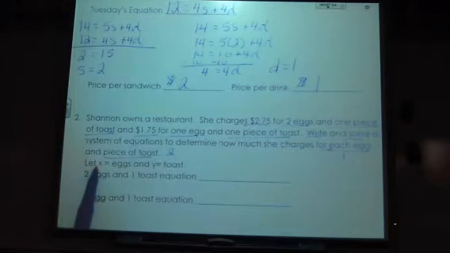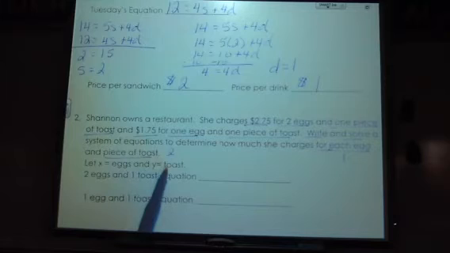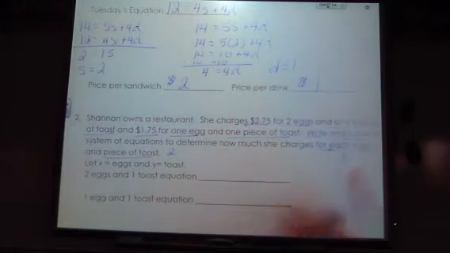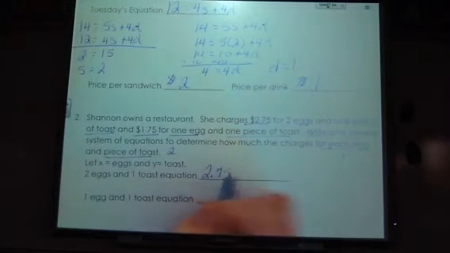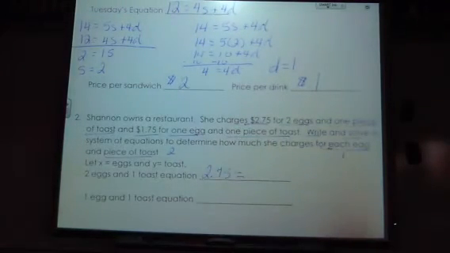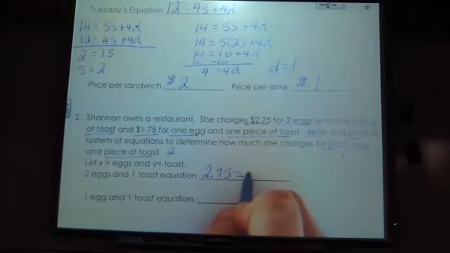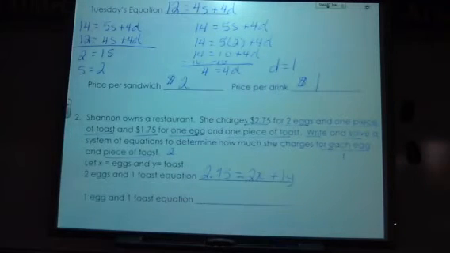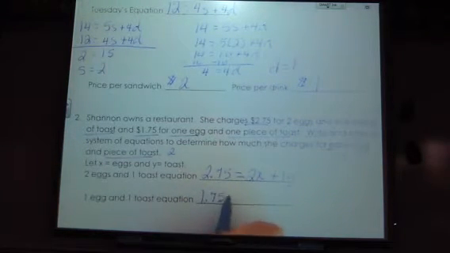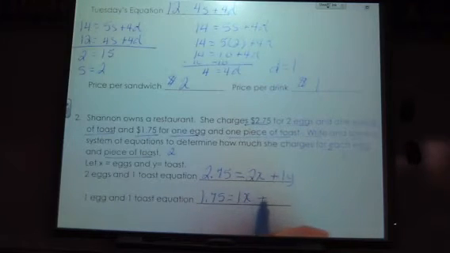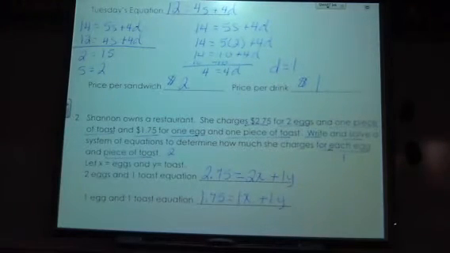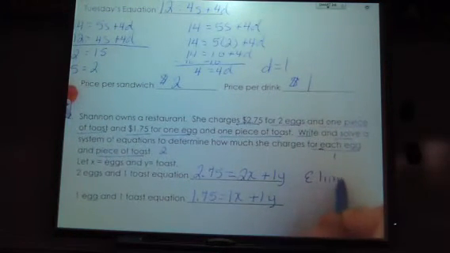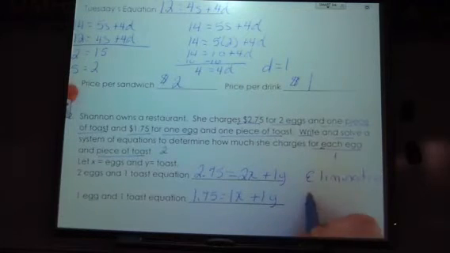Let's define our variables. Let x equal eggs and y equal toast. Okay, so for the 2 eggs and 1 toast, the total was $2.75. So it's 2x plus 1y. And then for 1 egg and 1 toast, the total was $1.75. And it's 1x plus 1y. All right, again, we're going to use elimination. And we're going to cancel out.